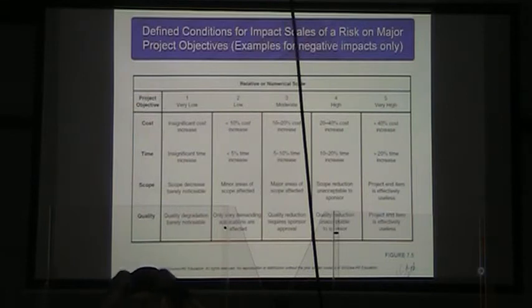Okay, so even a cost of $9,000 as a possibility on the cost, we would still just rate that as low. Moderate would be a 10 to 20% cost increase. High would be a 20 to 40% cost increase. And very high would be over 40% cost increase.